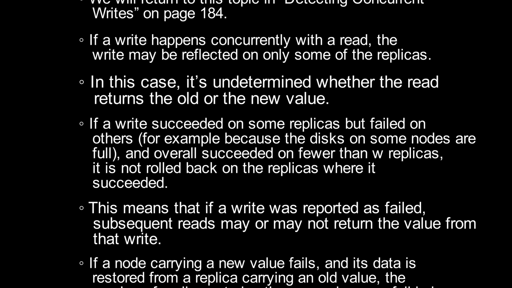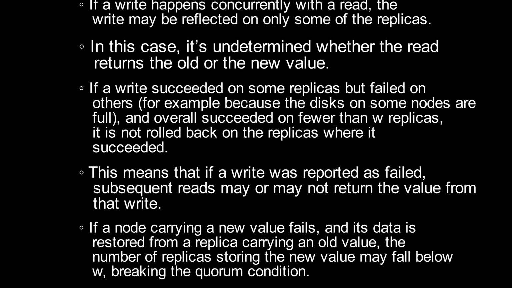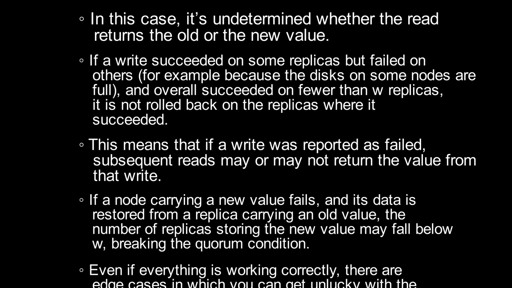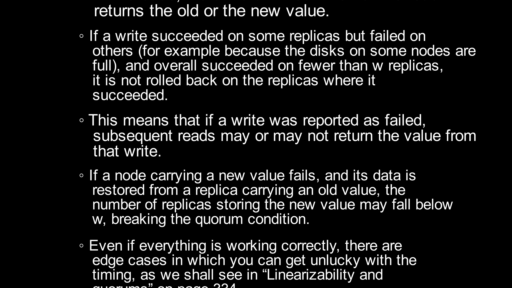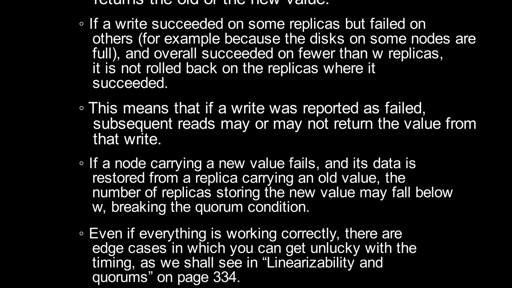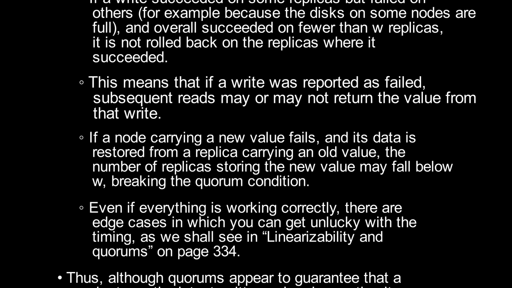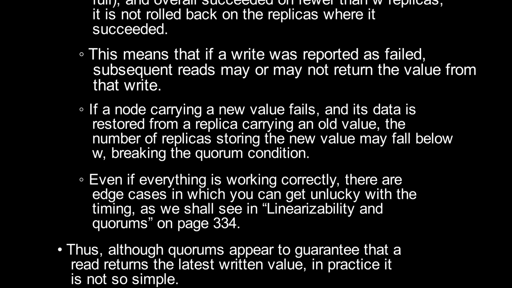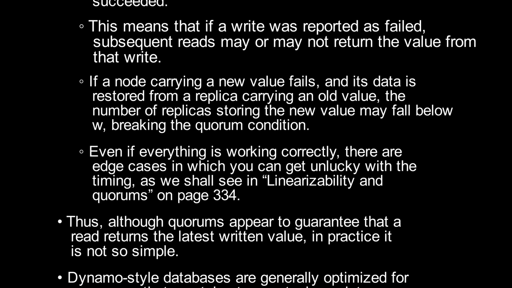This means that if a write was reported as failed, subsequent reads may or may not return the value from that write. If a node carrying a new value fails, and its data is restored from a replica carrying an old value, the number of replicas storing the new value may fall below W, breaking the quorum condition. Even if everything is working correctly, there are edge cases in which you can get unlucky with the timing, as we shall see in "Linearizability and quorums" on page 334.